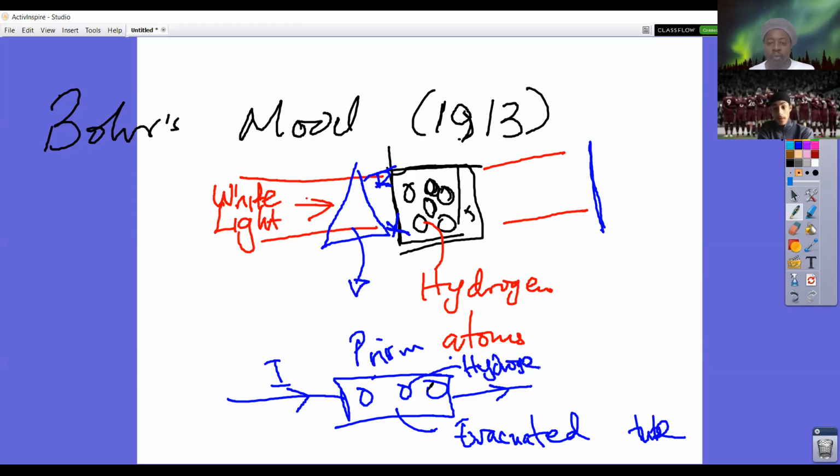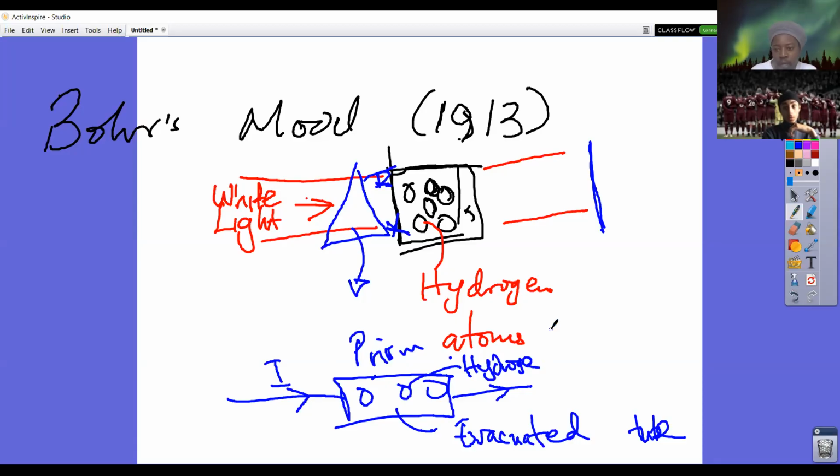If I pass a current through it, what I realize is that I get these lovely colors being produced in this tube, in this evacuated tube. Why are those colors being produced? Why am I seeing all these different colors? And these colors occur at only particular wavelengths.